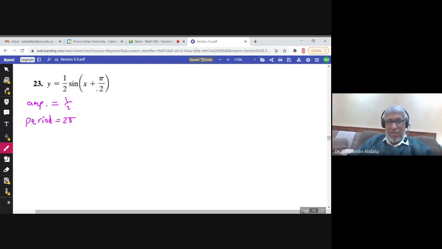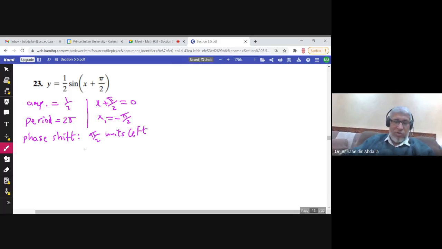Okay. What is the phase shift? To find the phase shift, I have to solve this for 0. So x plus pi over 2, you put it 0. Then x is negative pi over 2. So this is x1. And the phase shift is pi over 2 units left. You say pi over 2 to the left. The minus means you are going to the left.